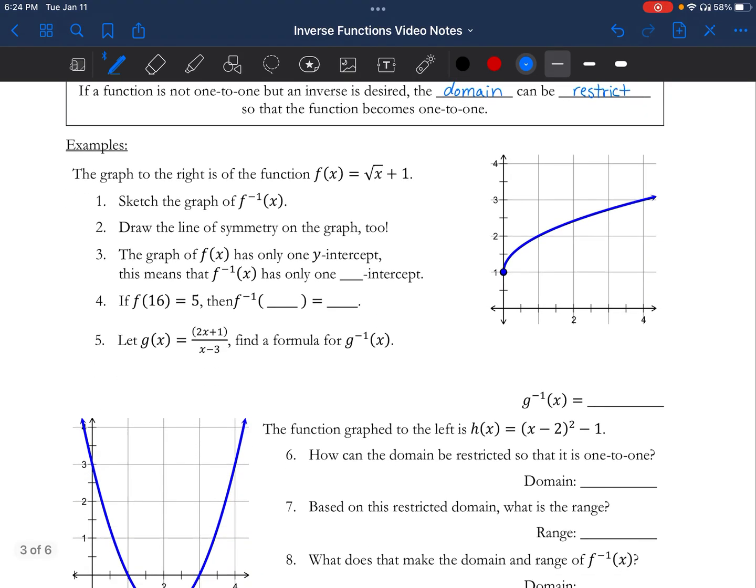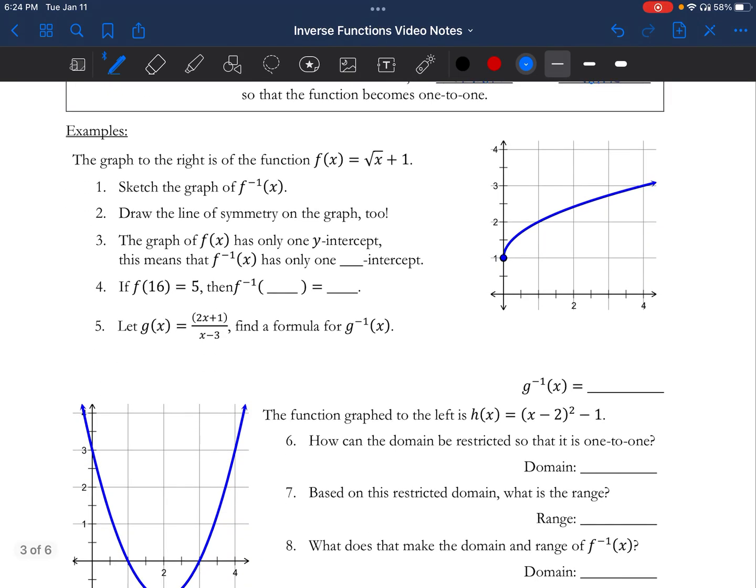So let me go ahead and scroll on down. This first example set says the graph to the right is of the function f of x equals the square root of x plus 1, and we want to sketch the graph of its inverse. So a couple things that I need to do. First, I'm going to identify some points on this curve that are easy to do. Like, for example, (0, 1). I'll do one there at (1, 2), and I'll do another one over here at (4, 3).